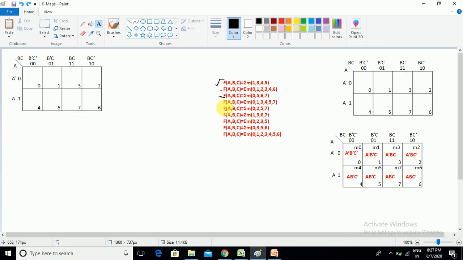Next one: cell 0, 1, 3, 4, 5 and 7 are selected. Very easy question. Directly we can go for the 4 cell mapping, because in a square shape we are able to map. Maybe you think, why don't we do this kind of mapping? We should not do it, because how many cells are grouping here? 6 cells are grouping, but in a K-map there is no 6 cell grouping.